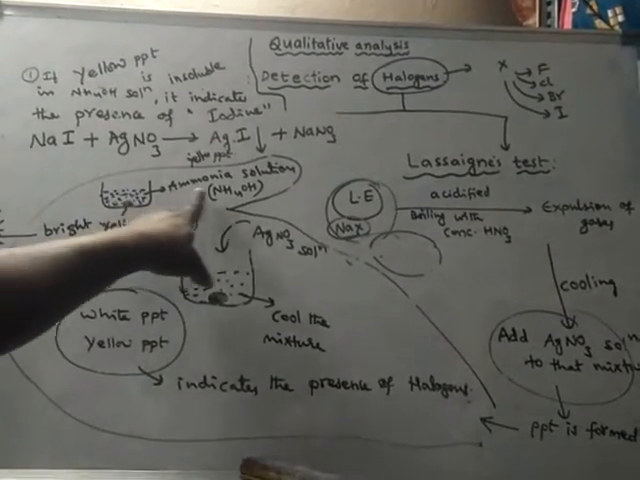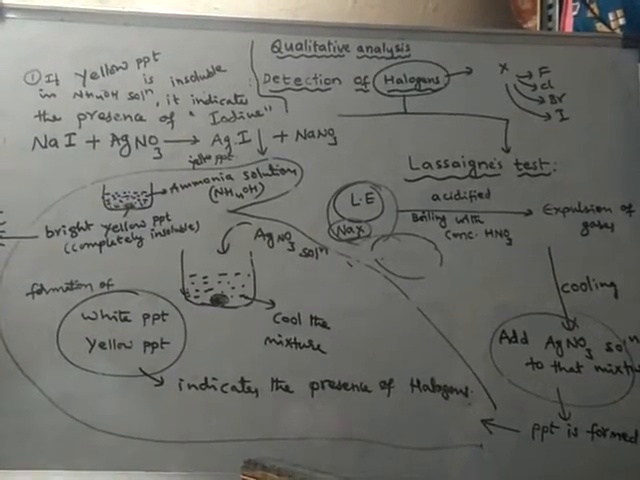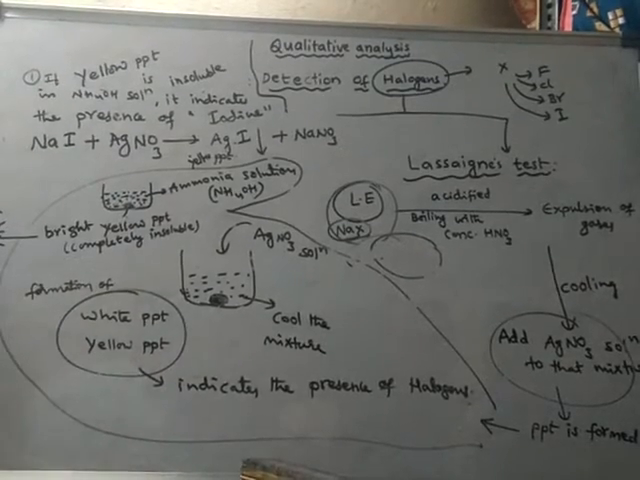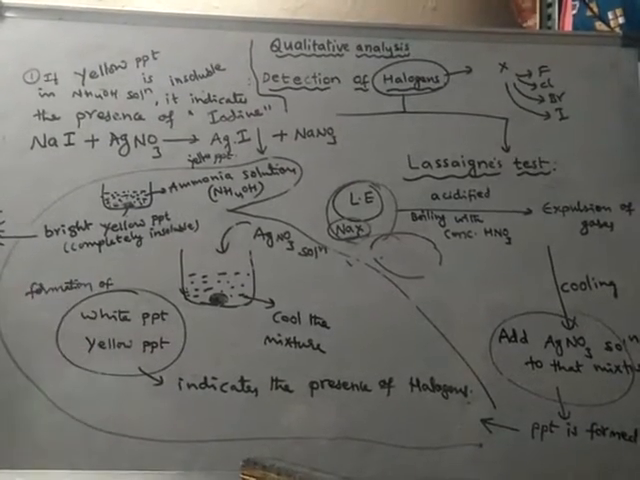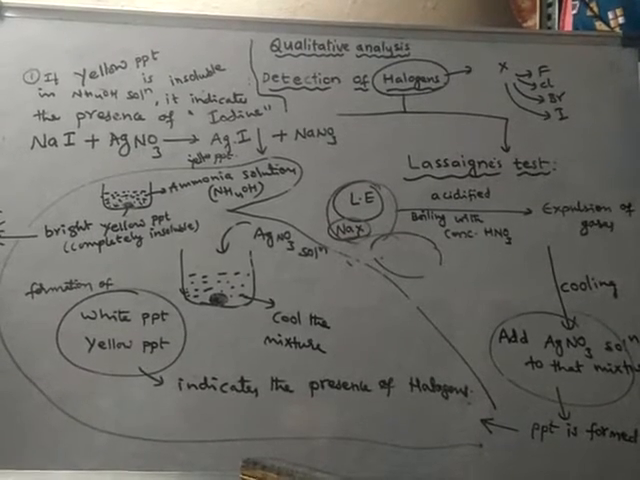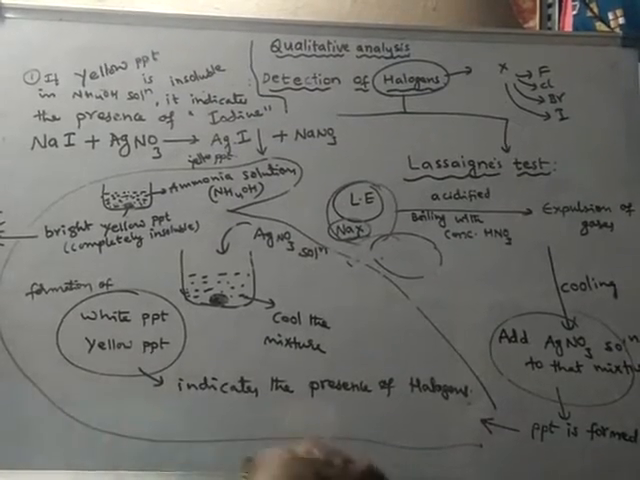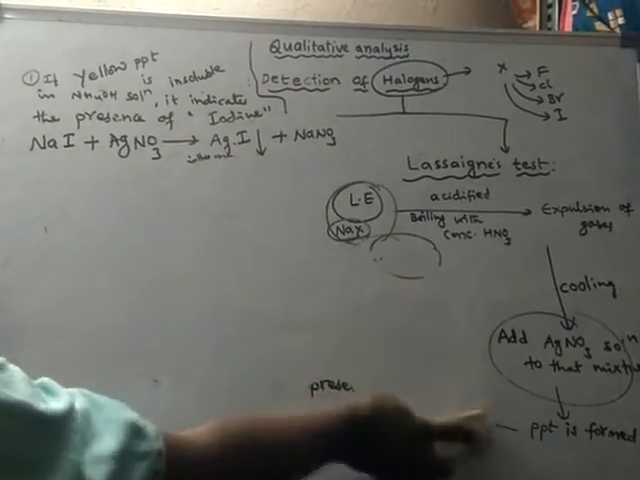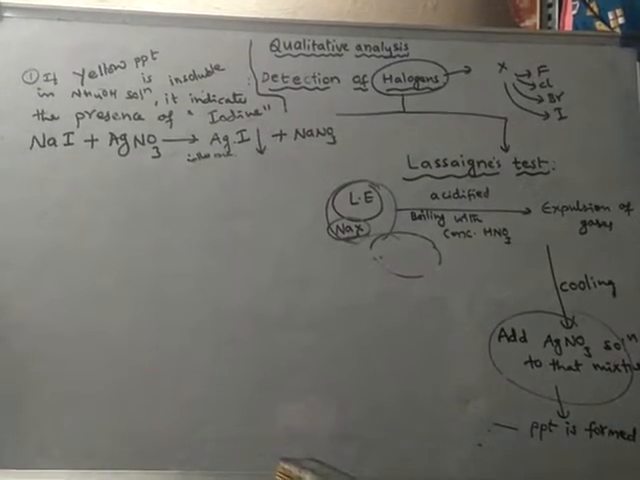Now, in order to detect which halogen is present, we have to put this precipitate into ammonia solution. When the precipitate is kept in ammonia solution, what happens? Suppose it is a white precipitate, then it immediately dissolves in ammonia solution, because that white precipitate is silver chloride.